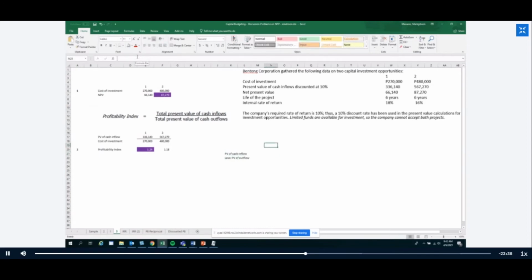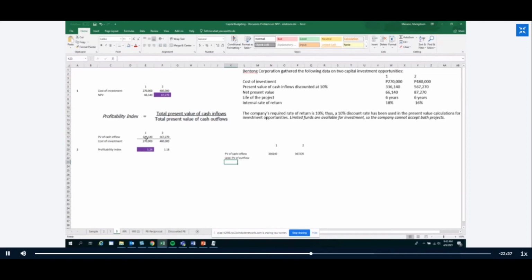So, project 1 and project 2. Diba provided na sa atin yung present value of cash inflows. So that's 336,140 and 567,270. And then in this case, provided na rin sa atin yung net investment or yung cost of investment mo. So that's 270,000 and 480,000. So let's just derive the formula.